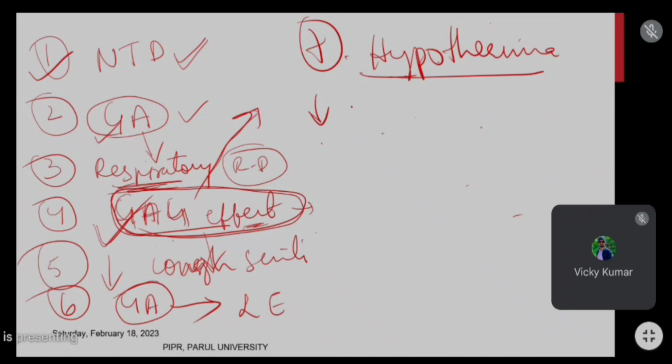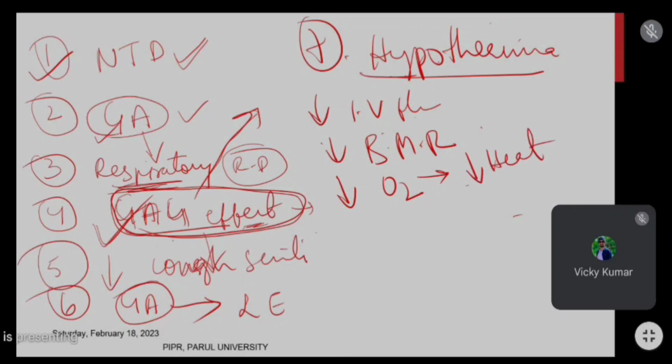Because in general anesthesia we keep giving IV fluids. General anesthetic agents will decrease the basal metabolic rate. The metabolic rate will be greatly decreased. General anesthesia will decrease oxygen consumption. When oxygen consumption is decreased, all muscles or all the tissues will not show metabolism, and through that heat production is decreased. Heat production is decreased.